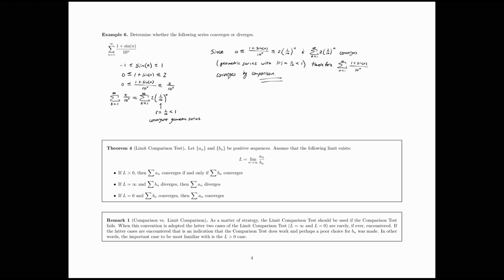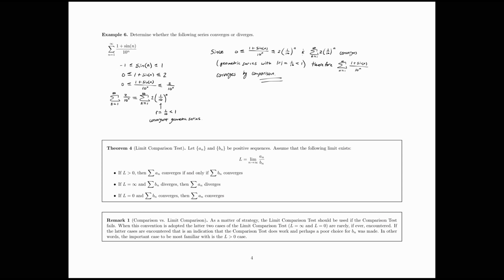All right, the next test that we're going to take a look at here is a modified version of what we've just practiced in the past two examples. This is the limit comparison test, which is different than the regular comparison test. It's a nice follow-up to the comparison test. Generally speaking, as a matter of strategy, you really want to only use the limit comparison test if direct comparison fails.